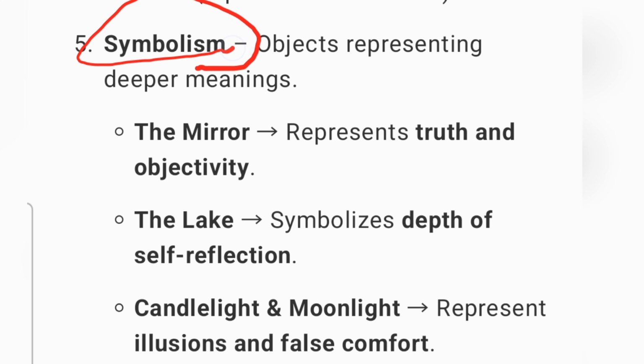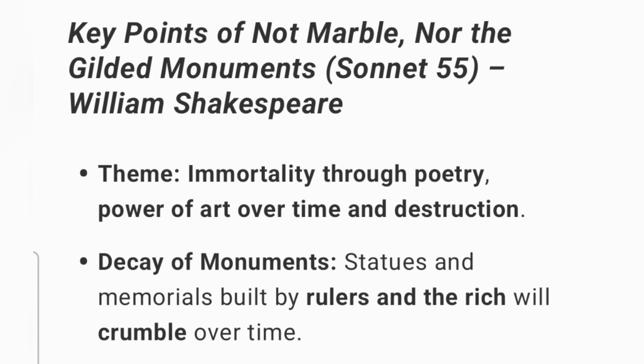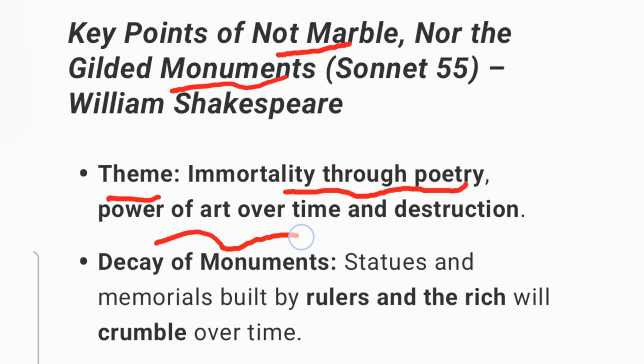Now, symbolism. The mirror represents truth and objectivity. The lake symbolizes depth of self reflection. Candlelight and moonlight represent illusions and false comfort. Now, the key points of Not Marble Nor the Gilded Monuments by William Shakespeare. The theme of this poem is immortality through poetry, the power of art over time and destruction.